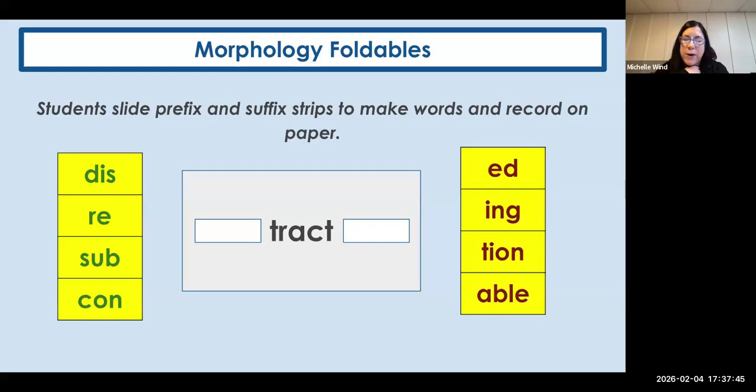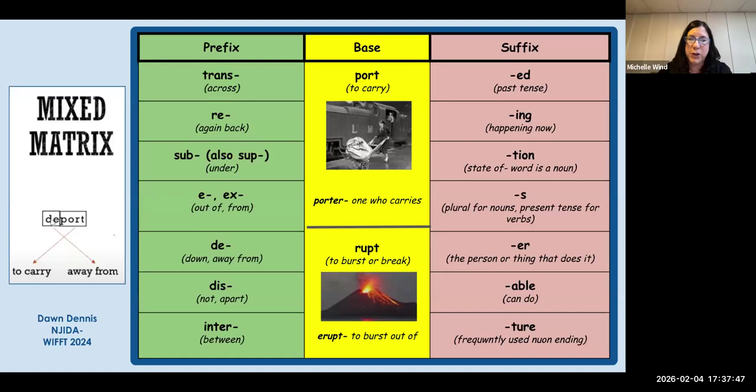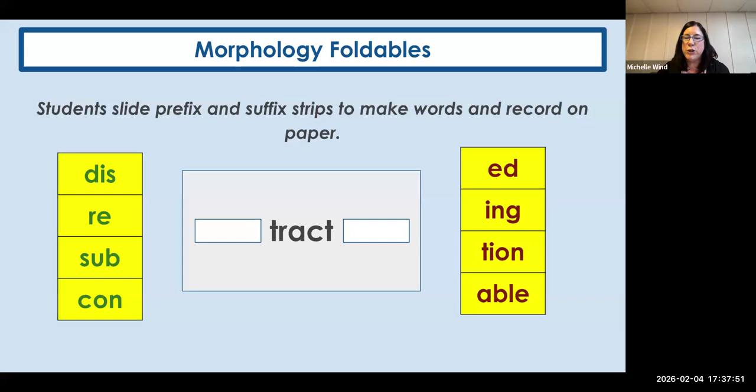Kelly, I think, found this somewhere. It's a simplified version of this, but if you want it to be a little more structured for students and simplified, you can give them a very simple foldable where they can put it on both sides. I think each one of these would build a word: distractible, distraction, subtraction, contracting.